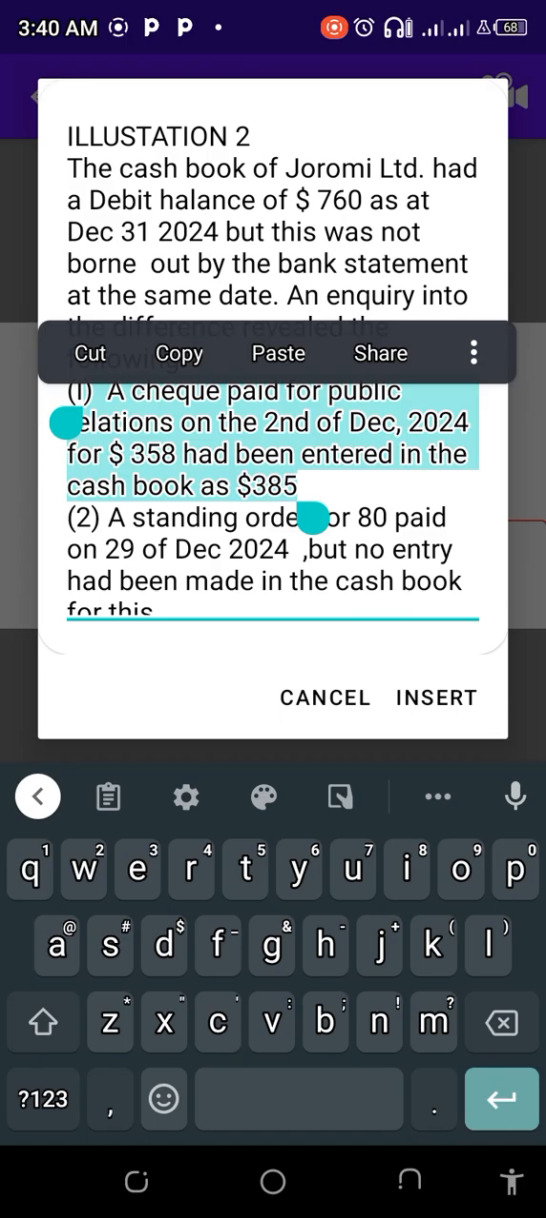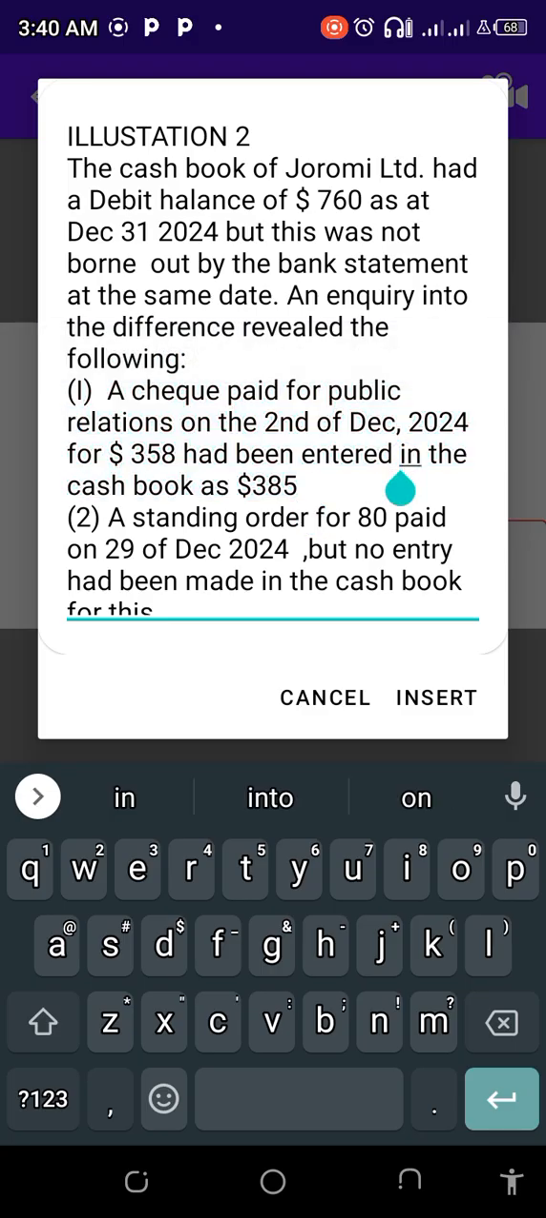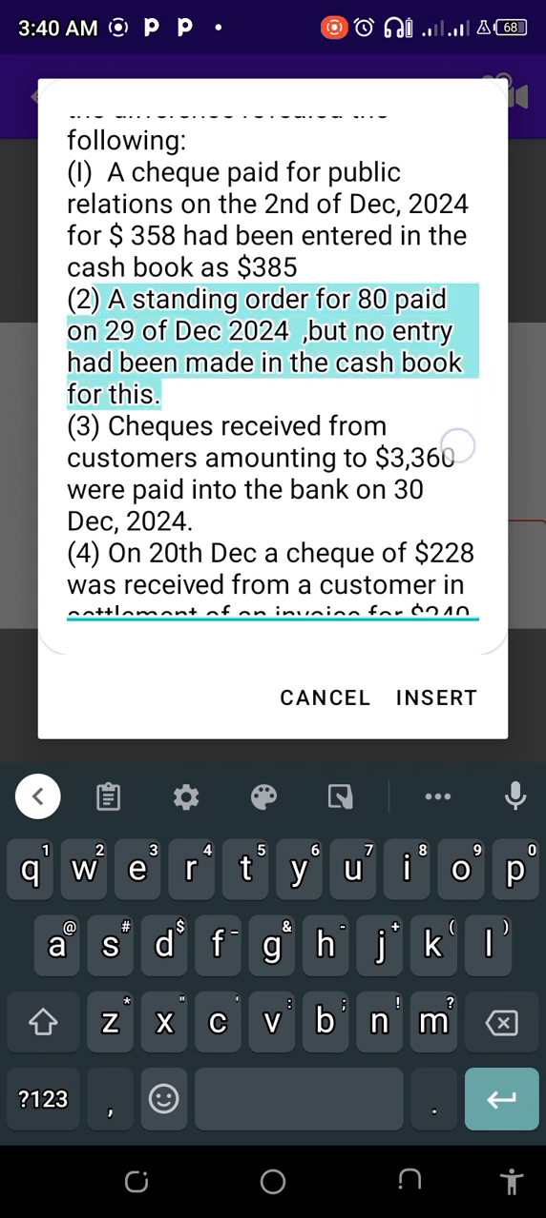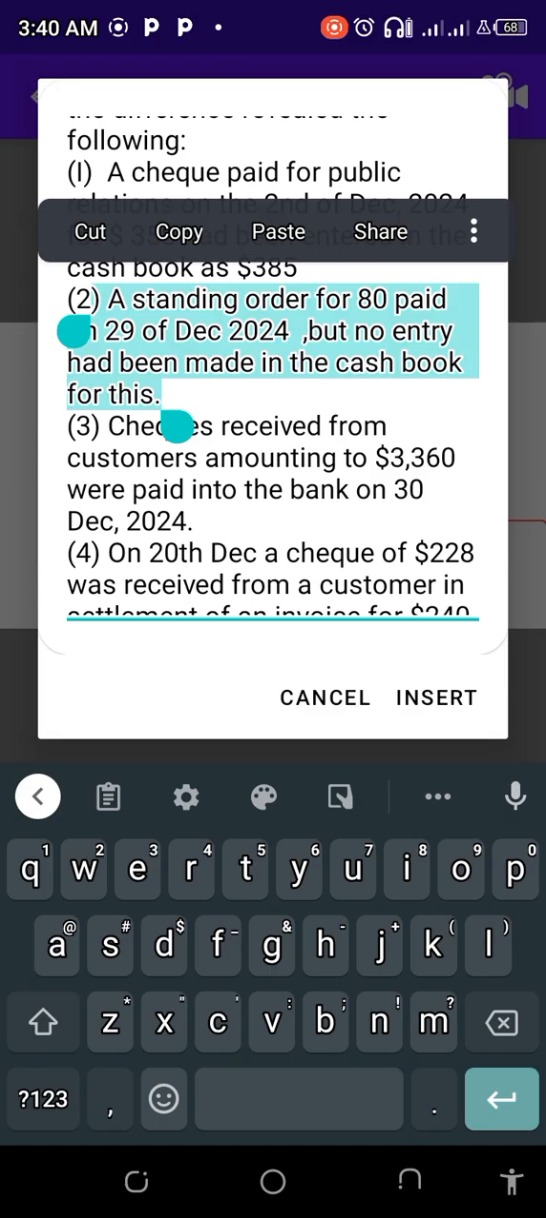Then item 2. Revelation 2 says there was a standing order. A standing order, as you know, is an order given to the bank to deduct an amount of money at a specific period. Because it is a payment, we have to post this standing order to the payment section of the cash book. That means the standing order will be posted to the credit side of the cash book.